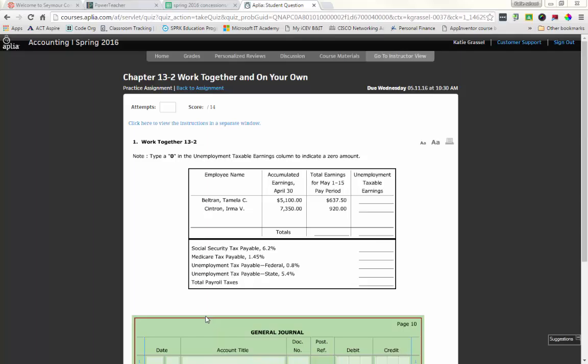This pay period, this is what their paychecks are. So what I need to do right now is add up these 2 paychecks and get a total for the total earnings for this pay period. So go ahead, take your calculator out and do that.